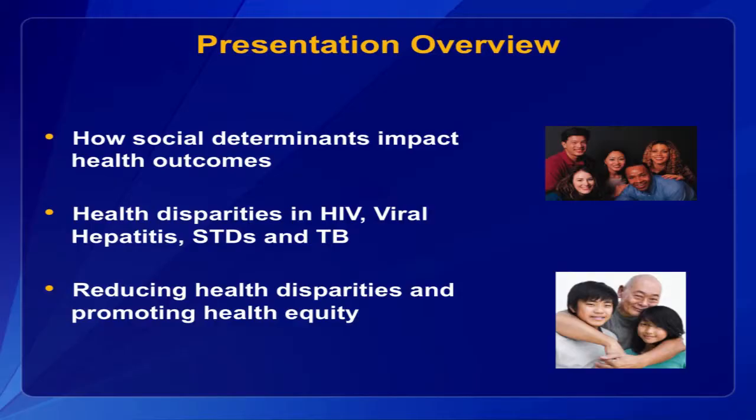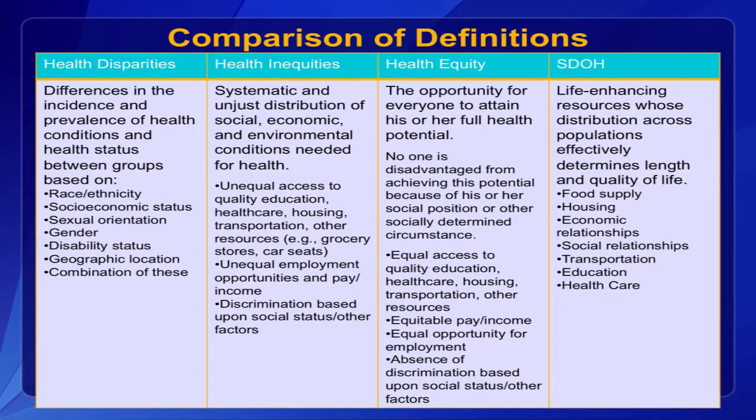Thank you. All right, so I'm going to talk about how social determinants of health impact health outcomes and health disparities in communicable diseases, HIV, viral hepatitis, STD, and TB, and talk about reducing health disparities and promoting health equity. I think it's important to go over the definitions, since I want to be sure that we're all on the same page and we know we're talking about the same things.